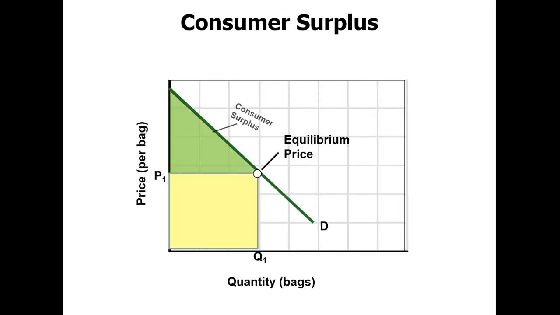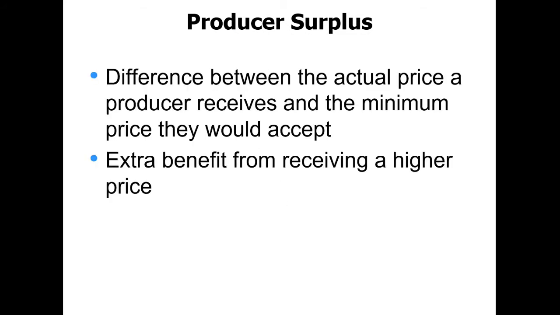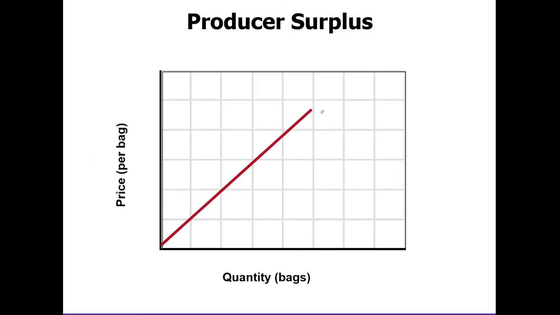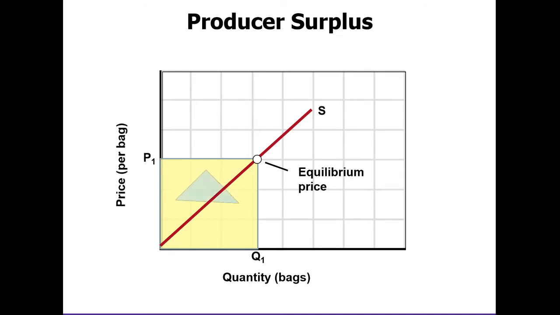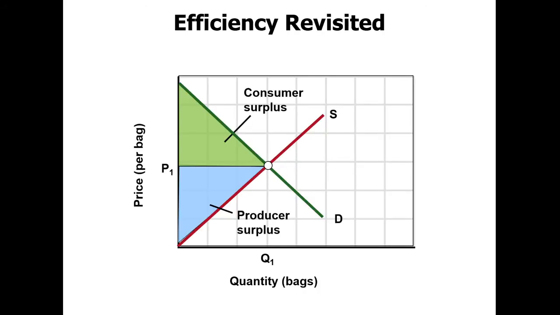Pull up the graph. There's your consumer surplus. Then we have producer surplus. All of this is an output of Q1. Let's go back one. There we have consumer surplus and producer surplus as long as we're at Q1. That is an efficient market.